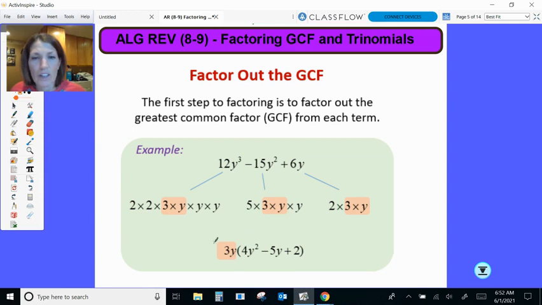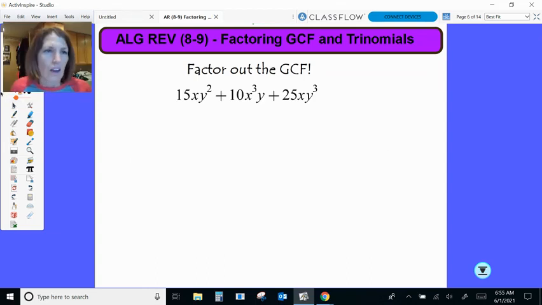So this final simplification would be 3y times what's left in my parentheses. So when you distribute through, you should get this back again. When you factor out, you're kind of undoing the distribution. Okay, so now we're going to factor out this trinomial here.